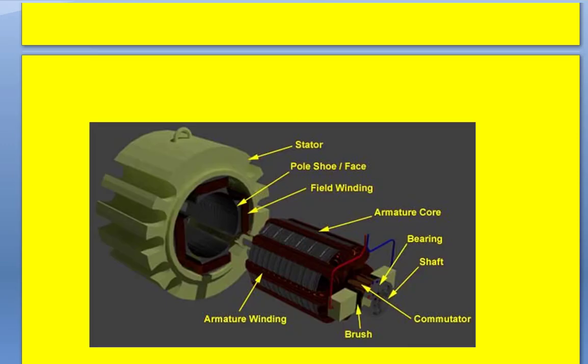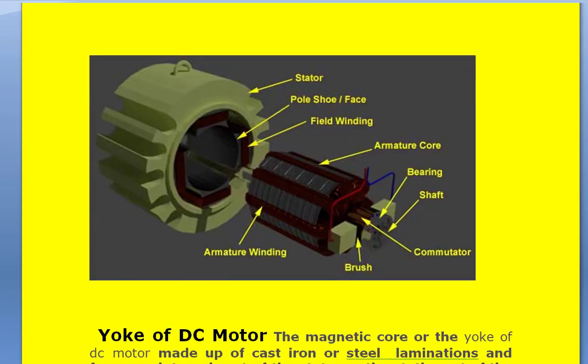Broadly speaking, motor construction means there are only two parts. One is called the stator, the other is called the rotor. So here the rotor carries the armature core, the armature carries the armature conductors, and the rotor shaft carries the armature core, and it also carries what is called the commutator, and the commutator carries the movable brushes.